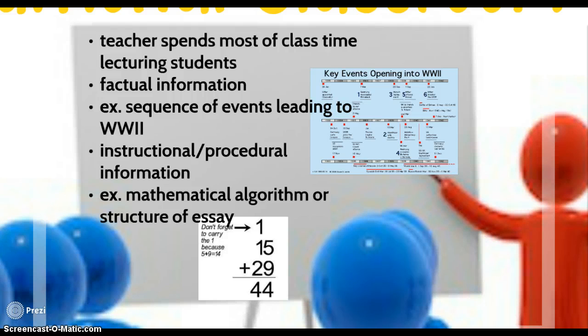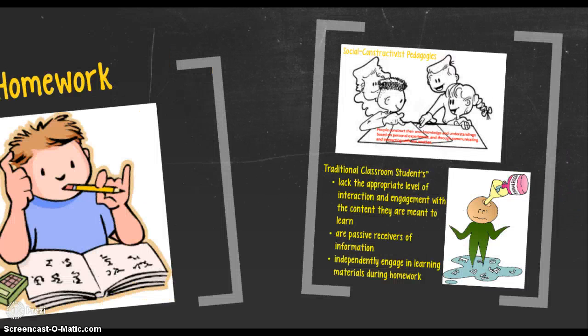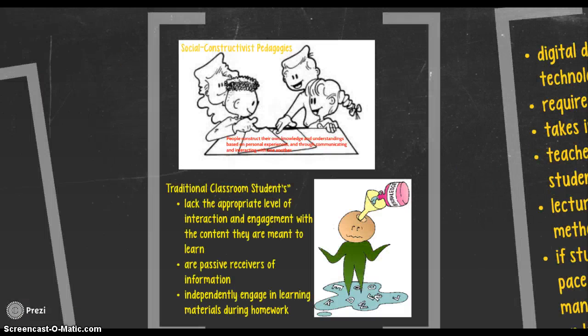to their curriculum expectations. For example, the steps to carry out a mathematical algorithm, or the elements and structure of an essay. Students are to apply factual or procedural knowledge they were intended to learn during class. They are to demonstrate their learning and understanding through the completion of homework assignments done outside of the classroom and outside classroom time. The problem with traditional classrooms is that students lack the appropriate level of engagement and interaction with the content they are meant to learn.